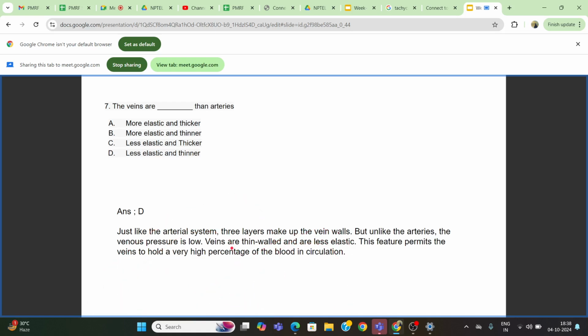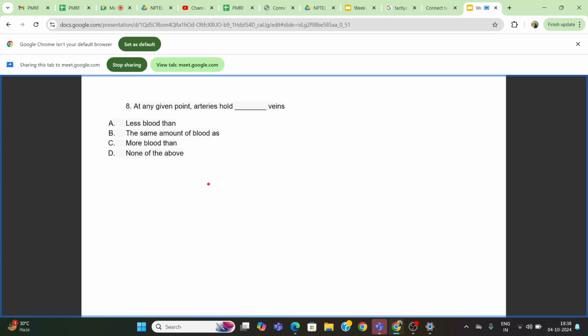So the pressure is low, and this structure permits the veins to hold a very high percentage of blood. If you compare the volume of blood, it is always higher in veins than arteries. Why? Because of the same nature. The vein is less elastic as well as thinner.